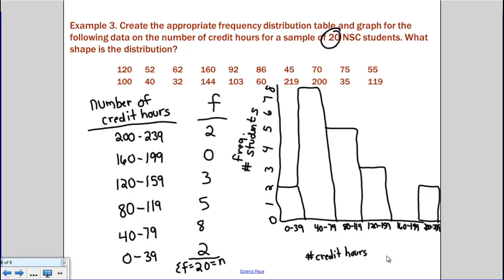If I were to look at the shape of this graph, I could quickly identify that it is unimodal. There's one clear, most frequently occurring score, and that would be right here. It's my peak. And then if I draw a shape, I can look at this and say, this is a positively skewed distribution. The tail is to the right on the high end, and if I flipped it like this, you would see kind of a P shape there. So it's a positively skewed distribution.